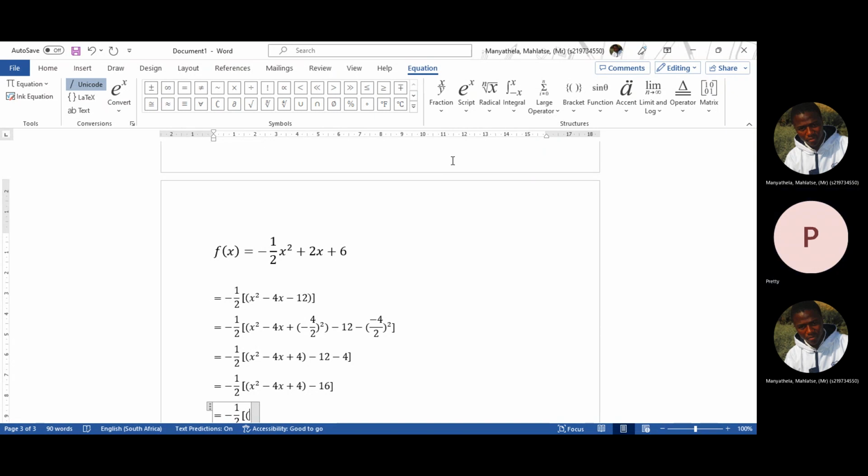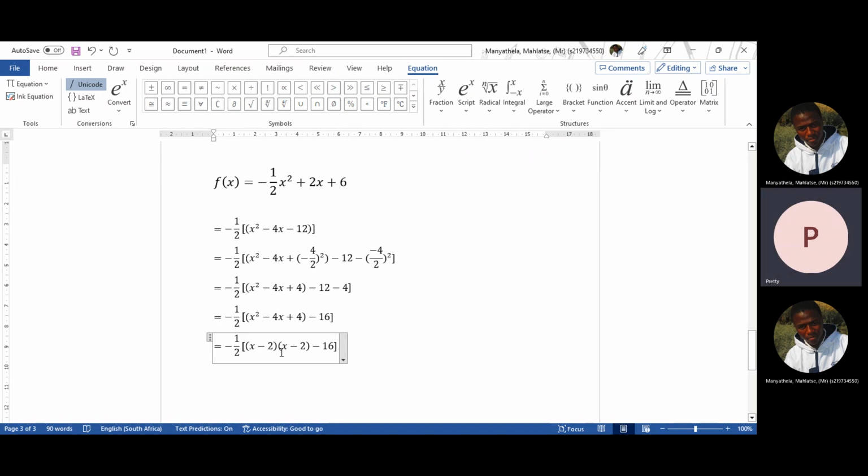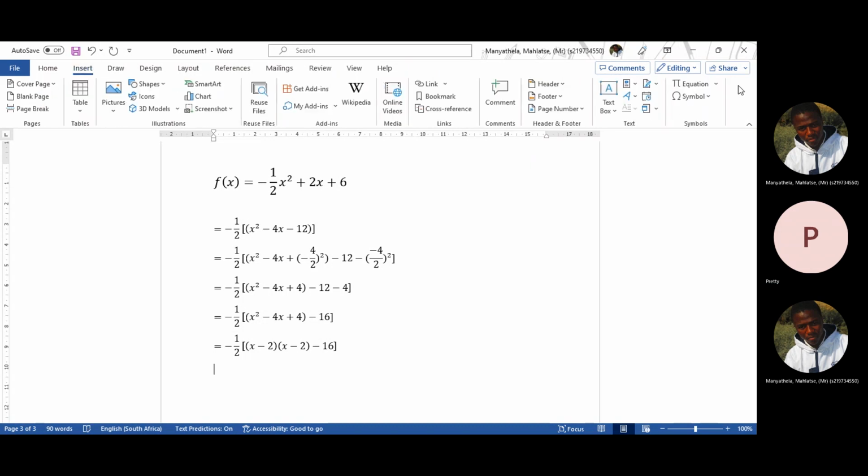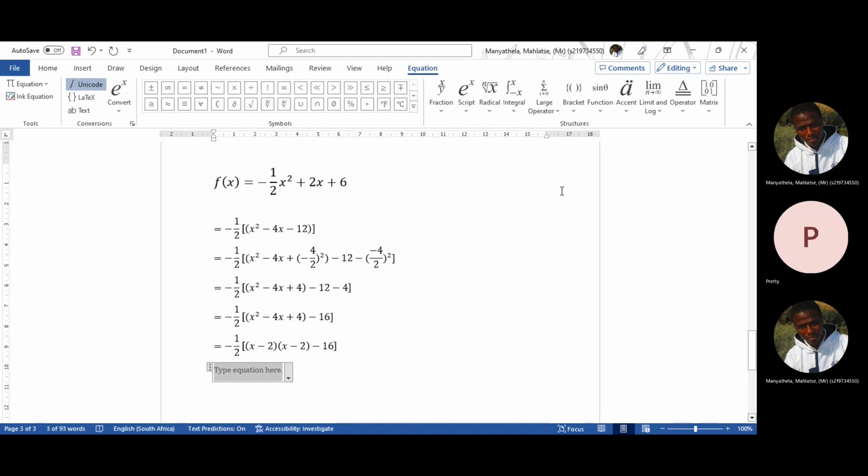For x squared minus 4x plus 4 we look for factors of 4: 4 and 1, or 2 and 2. 2 and 2 is the one, because when we add them we get 4. So when we factorize, we get (x minus 2) into (x minus 2), and then minus 16 stays outside. That is why we call it a perfect square trinomial: when you factorize it, the two brackets are the same. We can write it as (x minus 2) all squared.